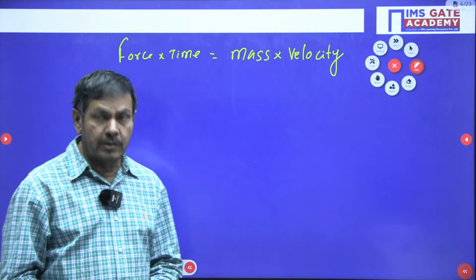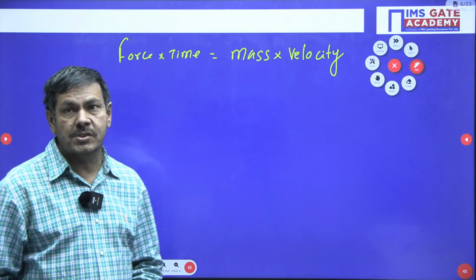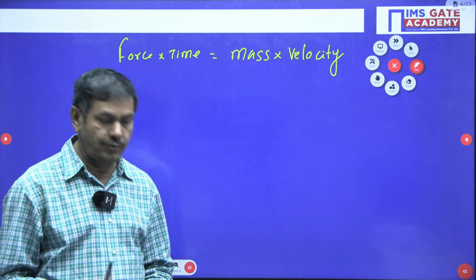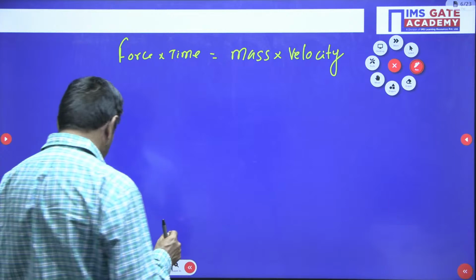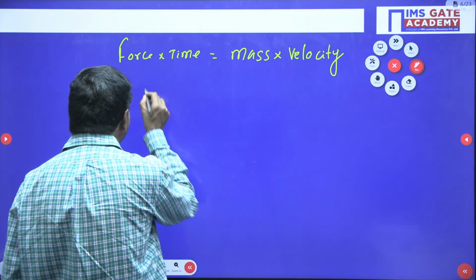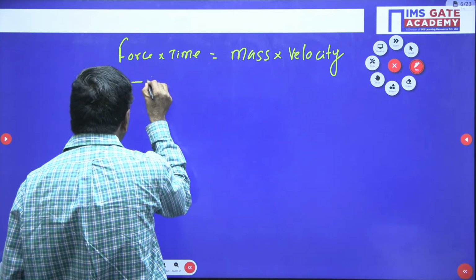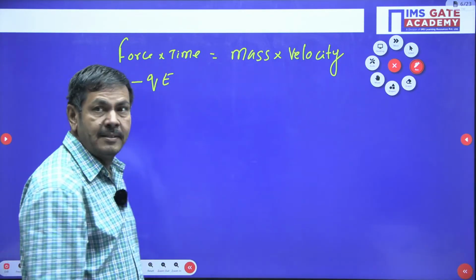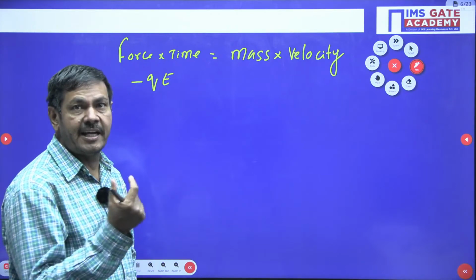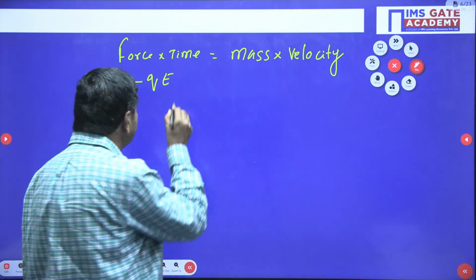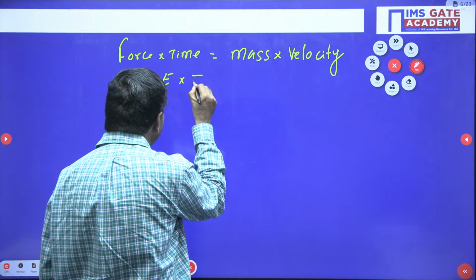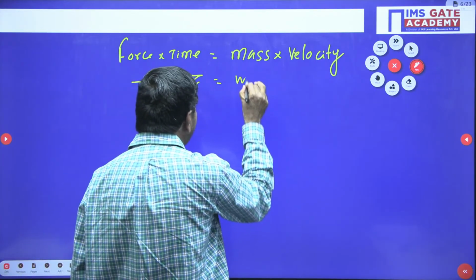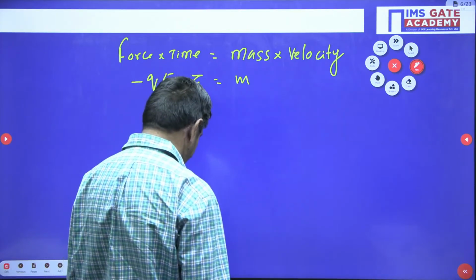Everybody knows what the force is. Force equals charge into electric field intensity. With the minus sign, the force is minus Q into E. The time is nothing but the mean free time, already defined, generally denoted by tau. Mass is nothing but m.